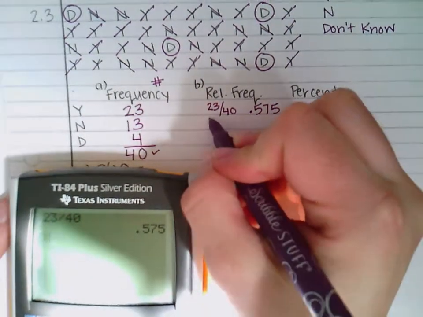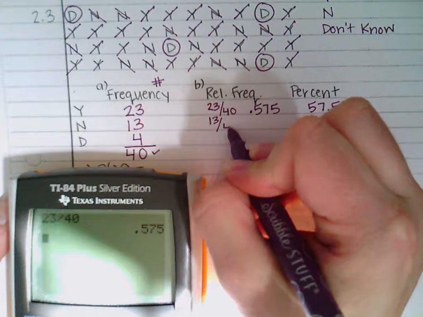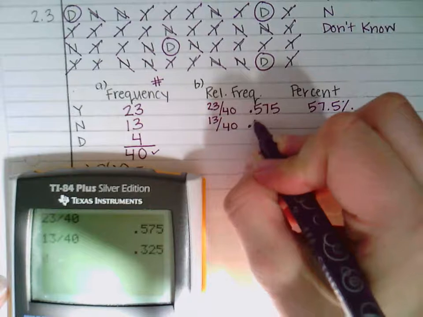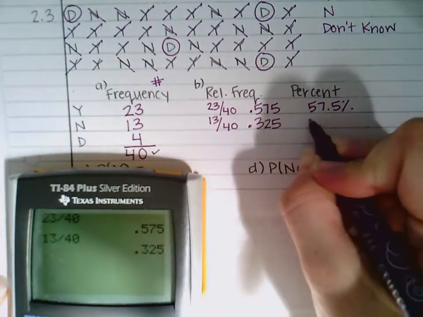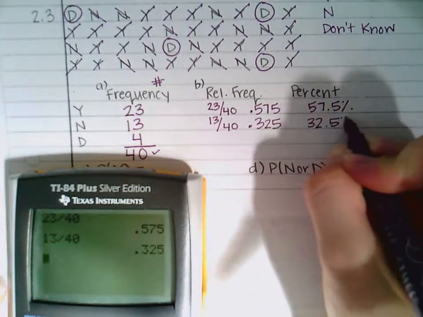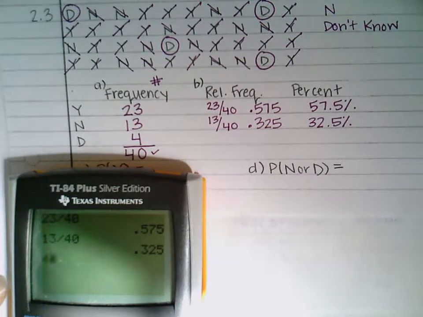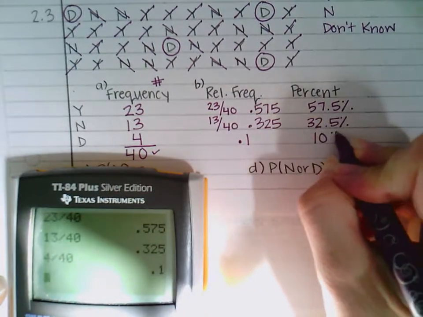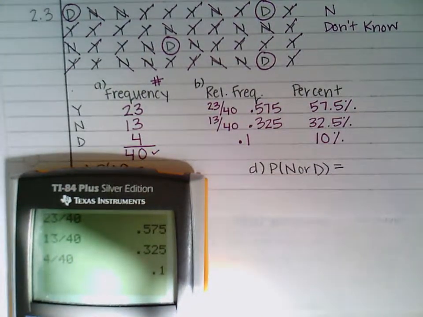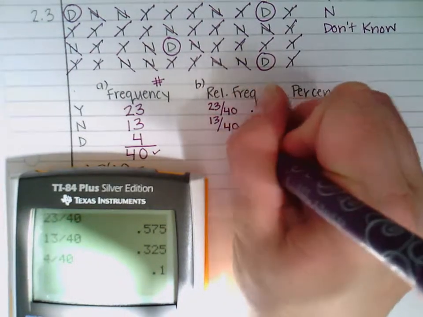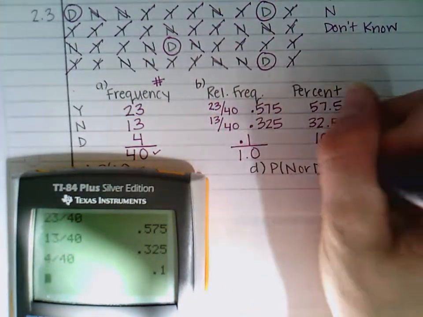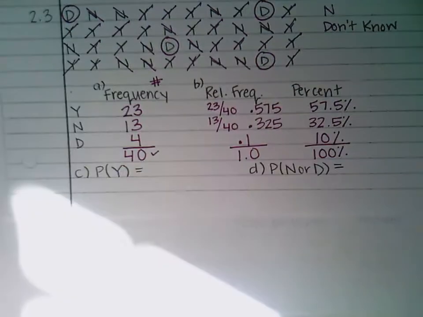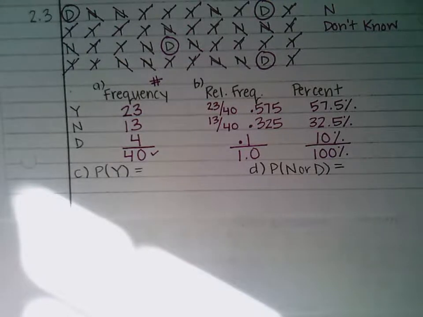Okay. For the N, which I'm guessing is a no response, we'd have 0.325, which would be 32.5%. And then 4 out of 40, well, that's going to be 0.1, yeah, which is going to be 10%. And again, your relative frequencies should add up to 1.0. And your percents should add up to 100% if you were to total these. And that's how you can make sure you are doing what you're supposed to be doing here.